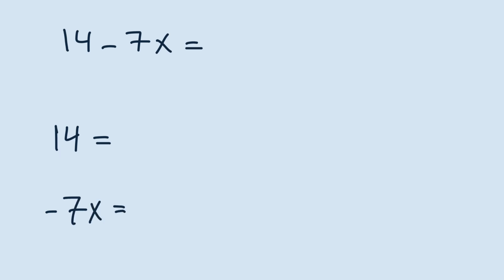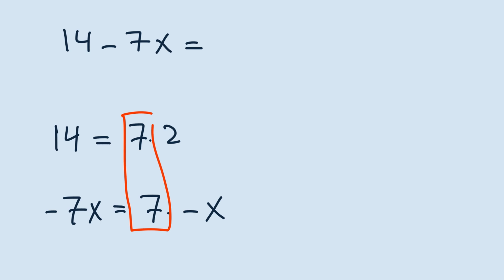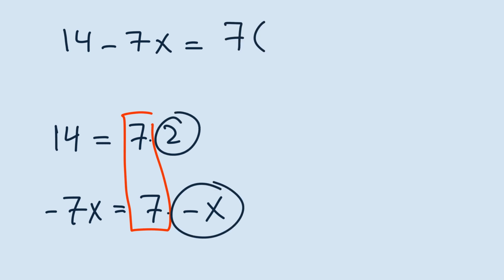Now it's your turn. Try to solve this: 14 minus 7x. As we agreed, I will have to write these two terms in separate lines and start breaking them down. 14 is basically 7 times 2. Negative 7x is basically 7 times negative x. So from here we can say that 7 is the greatest common factor. So 7, now I have to write these between the parentheses: 2 minus x.